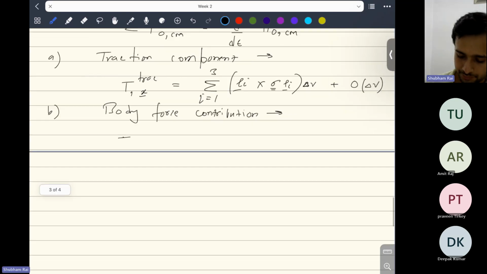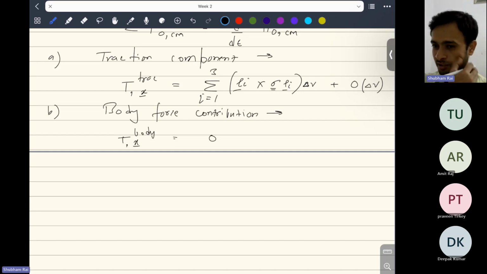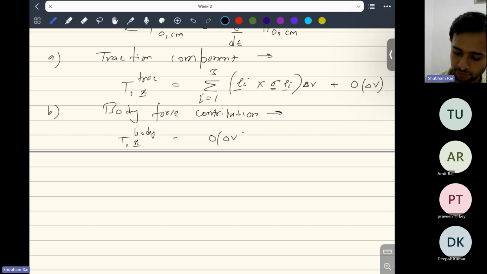So let's say T body, I'm just writing, about point X. All the terms vanished. Only higher order terms of the volume, delta V, were there. So this was from the body force contribution.